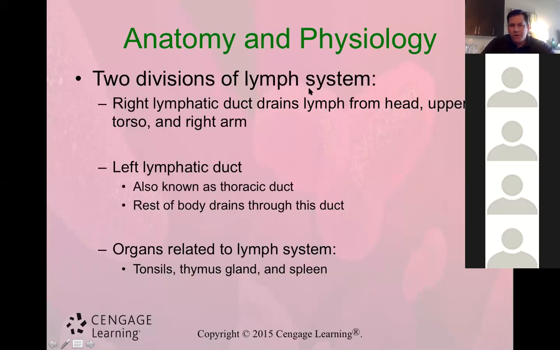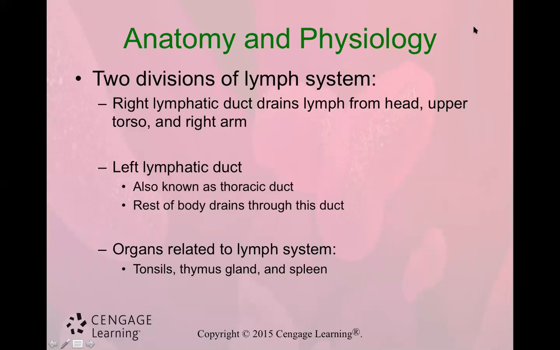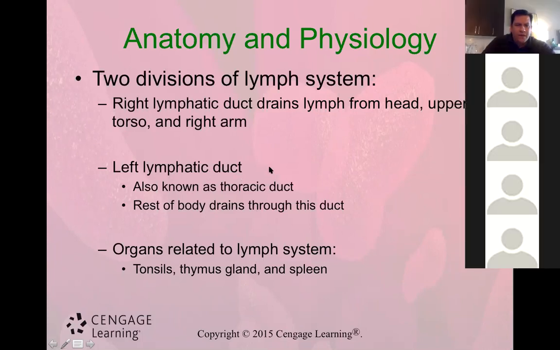Continuing with the anatomy and physiology, you have two divisions of the lymph system. You have the right lymphatic duct that drains the lymph from the upper torso and right arm. And you have the left lymphatic duct, also known as the thoracic duct, which drains the rest of the body. Organs related to the lymph system are the tonsils in the throat, the thymus gland in the thorax, and the spleen.